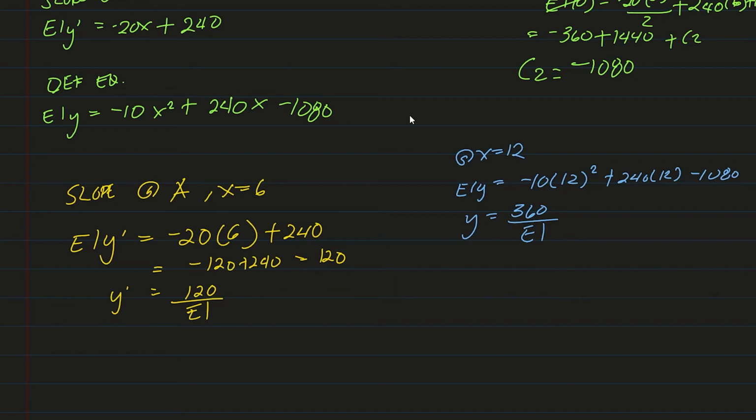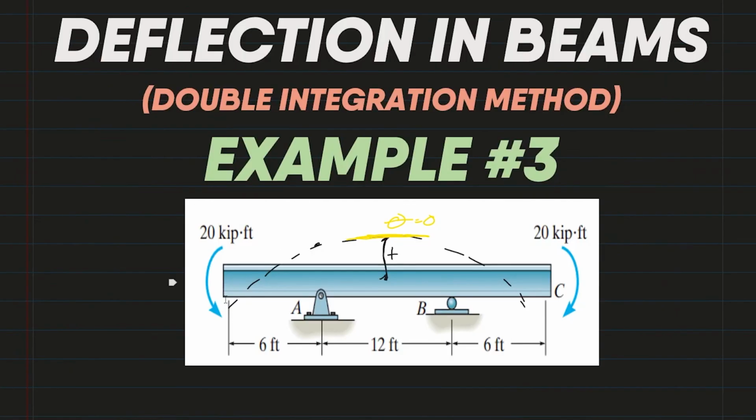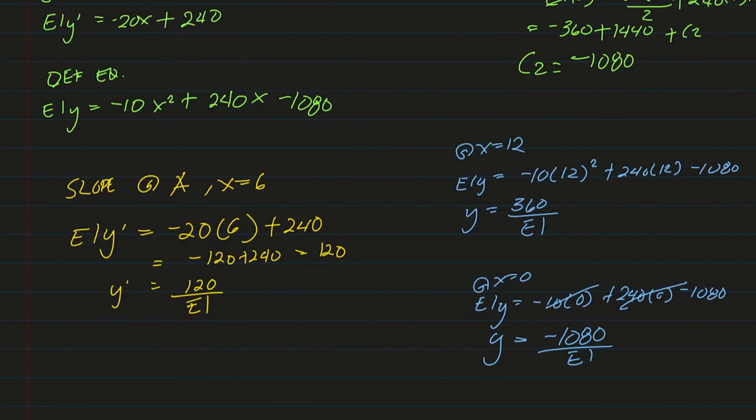So, at x equal to 0, EI y is equal to negative 10 times 0 plus 240 times 0 minus 1080. So, cancel. We see negative 1080. Therefore, y is equal to negative 1080 over EI. Okay? So, ayan mga bis. Our answer is negative. Why? If you look at the figure, it should be downward. So that is why it is negative.